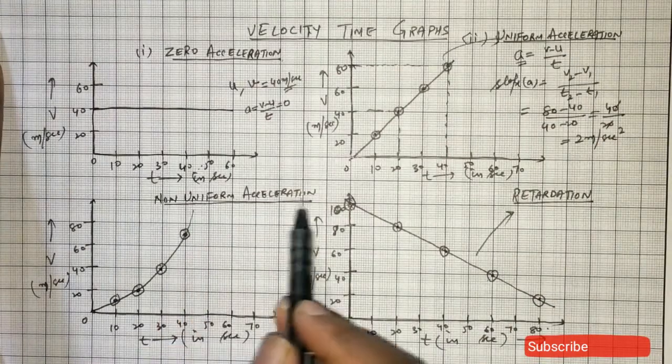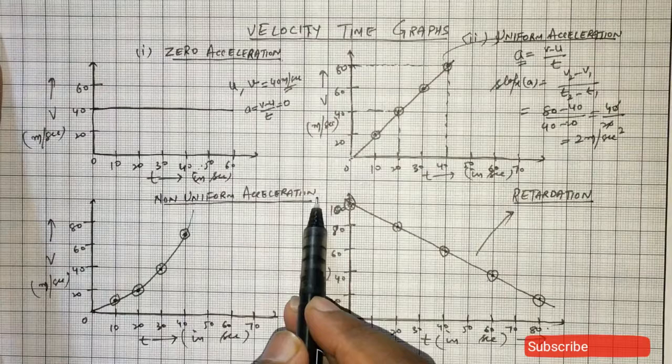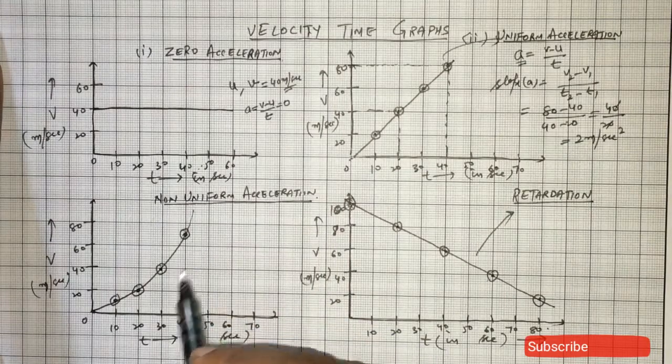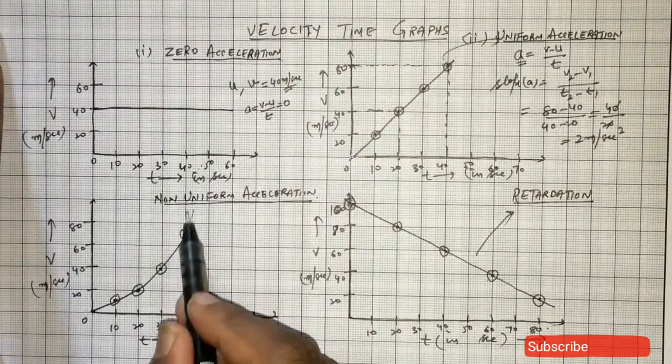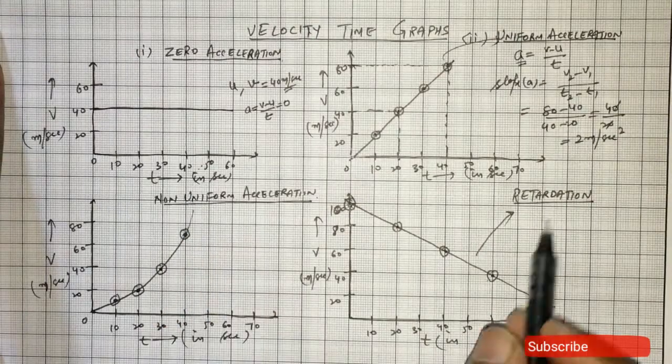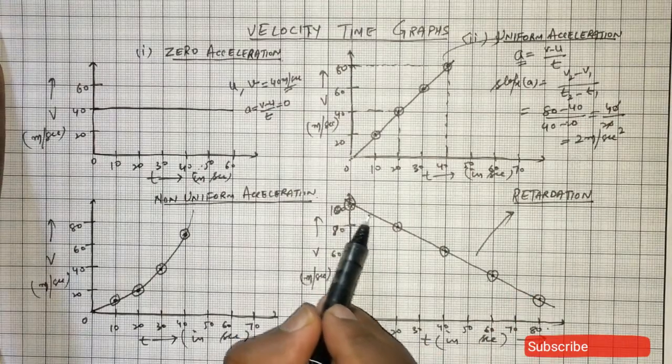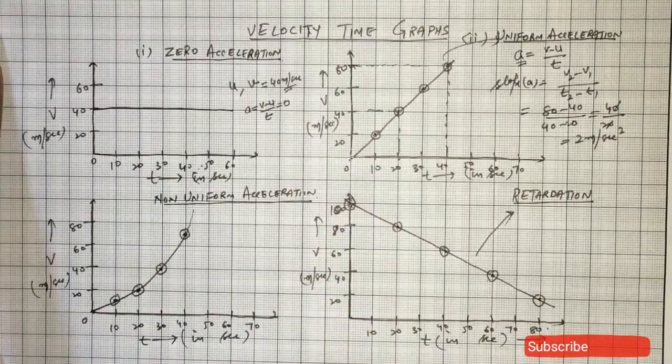Third is non-uniform acceleration, means the body does not change its velocity equally in equal intervals of time. That is a curve which is not a straight line. Last one is the retardation, means the velocity of the body decreases with time. Clear?